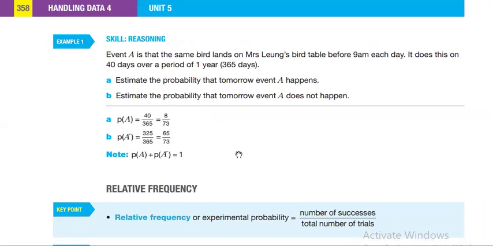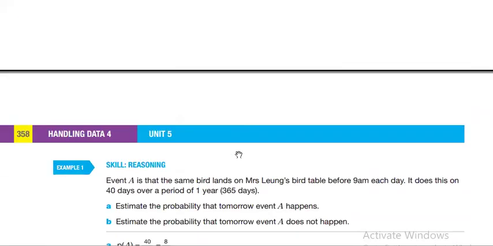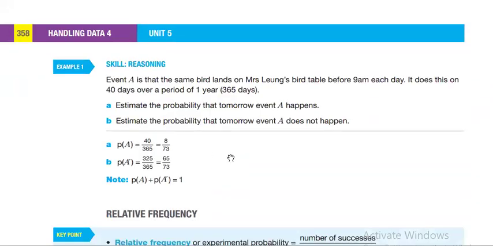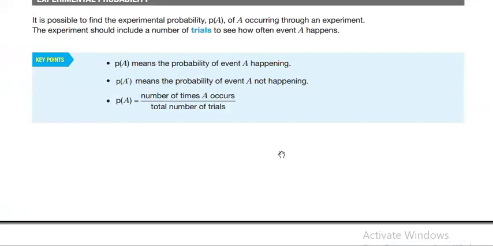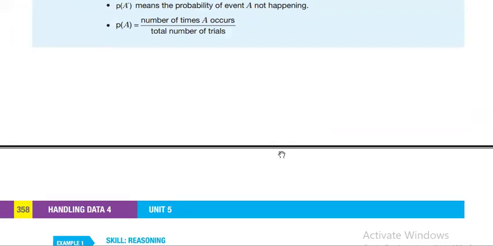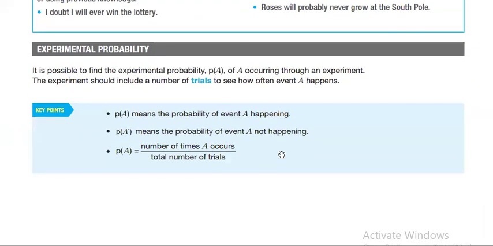Now, that's the idea of experimental probability. And experimental probability basically talks about the experiment itself. It's not a theoretical probability. The difference between experimental and theoretical is that theoretical probability is a probability based on theory, but experimental probability is a probability based on an experiment.